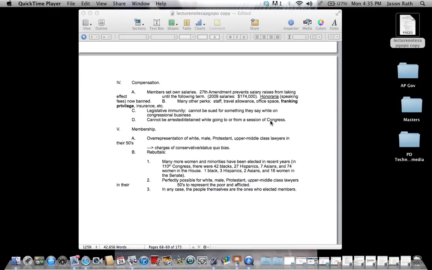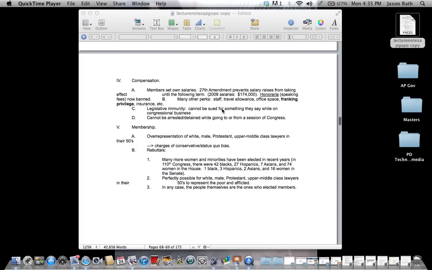Let's take a look at compensation. Members set their own salaries. Nice. The 27th Amendment prevents salary raises from taking effect until the following term. Speaking fees are now banned. That's one of the things. Many other perks: staff, a travel allowance, office space, franking privilege, that's free mail, and insurance. Legislative immunity: they cannot be sued for something they say while on congressional business, and cannot be arrested or detained while going to or from a session of Congress.